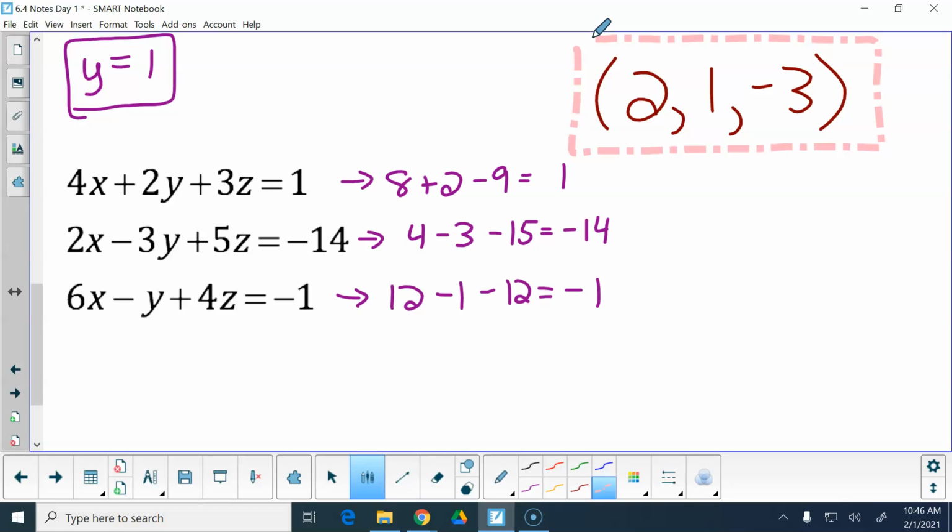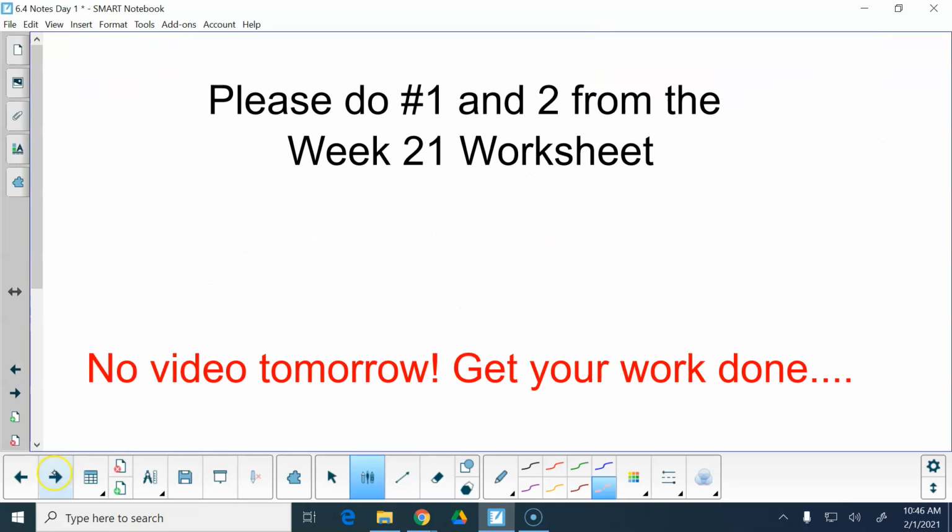Okay? So, you can do numbers 1 and 2 from the week 21 worksheet. In person, that's numbers 1 and 2 on the first page of the packet that I handed out to you.